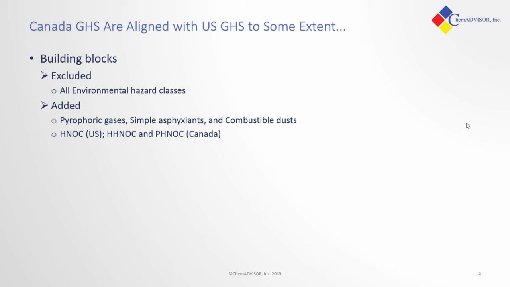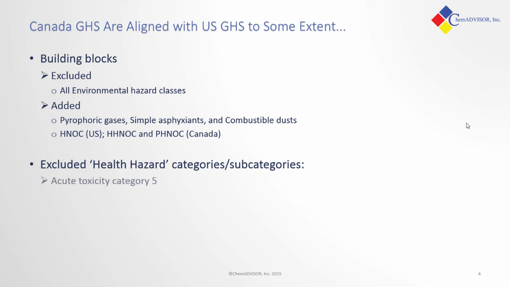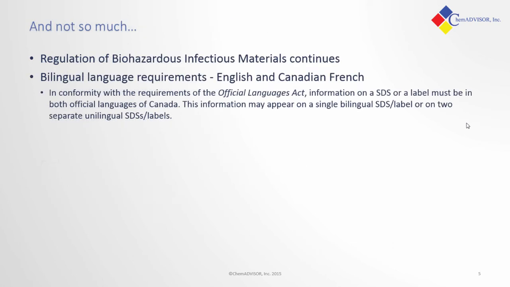And also there is a term in the U.S. called HNOC, for hazards not otherwise classified, and Canada retained that portion of it but subdivided it into a HHNOC, the first H standing for health, and a PHNOC, the P standing for physical. Also in alignment are excluded health hazard categories and subcategories, such as acute toxicity, Category 5, skin corrosion irritation, Category 3, aspiration hazard, Category 2. So this simply just highlights where there is alignment.